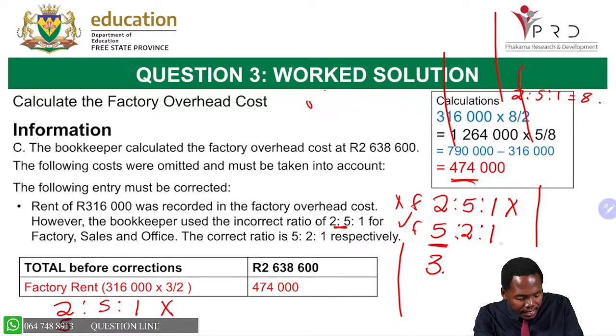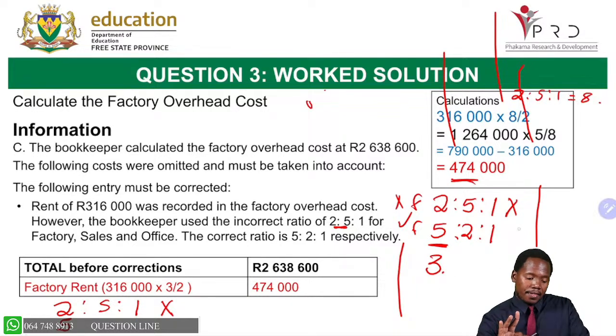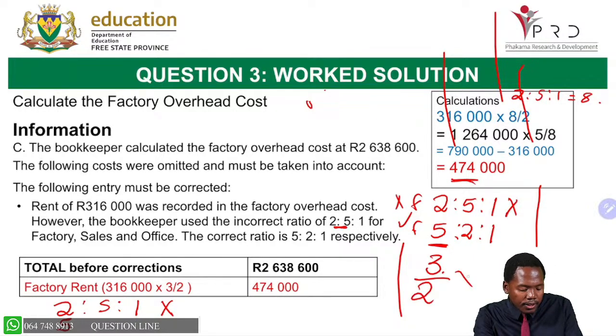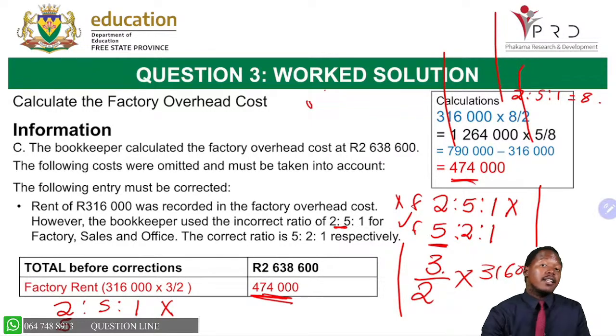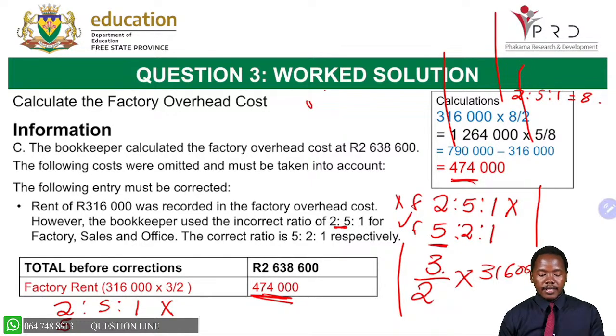So 316 is a ratio of 2. Remember, this is the ratio of 2. So I can now say 3 divided by 2, because that is given, multiplied by 316. Then I get 474,000. Okay? You can use either of the two ways.